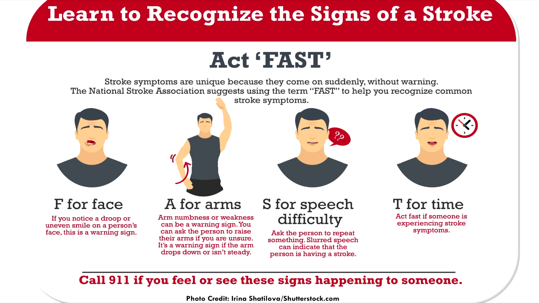A, look at their arms and note any arm numbness or weakness, and ask the patient to raise their arm. If they can't raise their arm, it drops down like an arm drift, or it's unsteady, that is a big warning sign. And then S is for speech difficulty. Ask the patient to repeat something. Notice, how does their speech sound? Is it slurred, which can be indicative of the person having a stroke? And then T is for time. It's time to act. Also look at your watch, look at the clock, and note what time those signs and symptoms happened, and then notify the appropriate personnel.